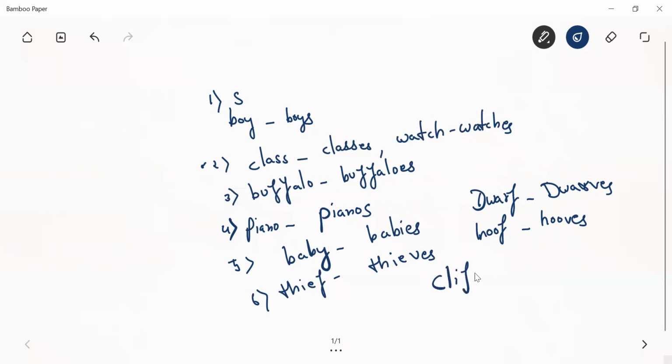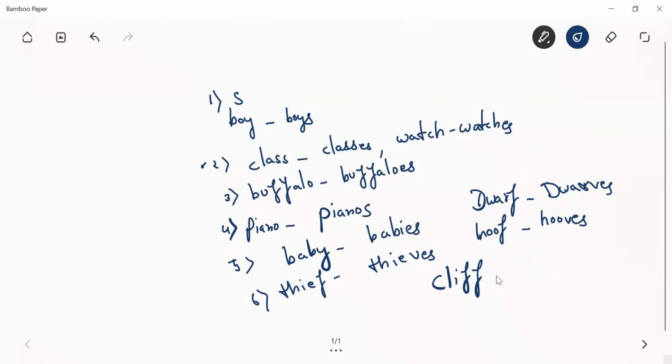There's one more case actually. Some words like man and tooth are different. You will not add S, ES and all that. Man becomes men. Like tooth, it will be teeth.